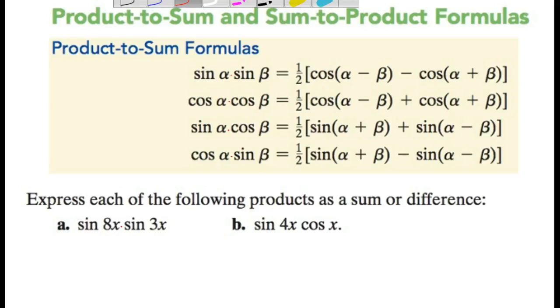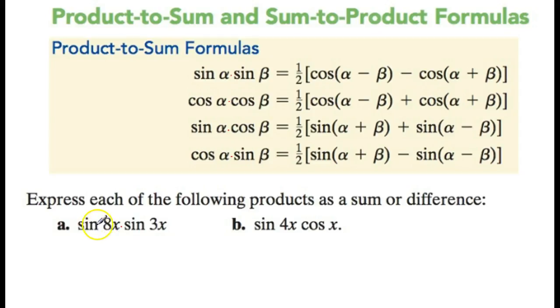Hello, welcome to a video on the product to sum and sum to product formulas. These formulas are exactly what they sound like. They take you from starting with a product and changing it to a sum. So we've got multiplication in between the trig functions here, and we're changing that to where there's a sum. Again, sum meaning plus or minus. A minus is like the sum of the opposite, adding a negative. So we start off with multiplication, we end up with either addition or subtraction.